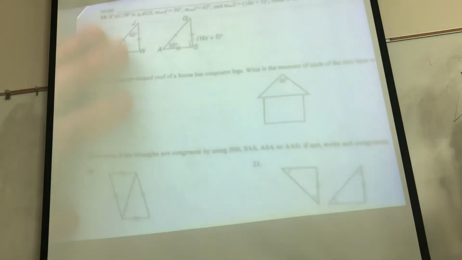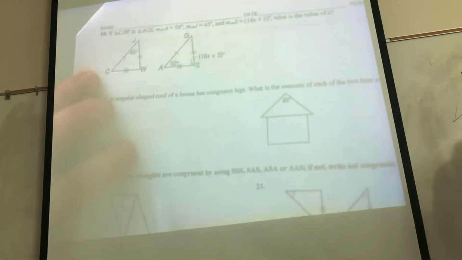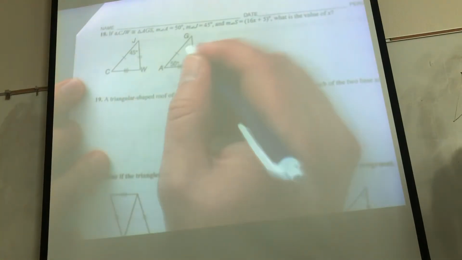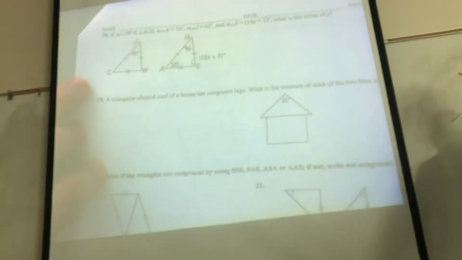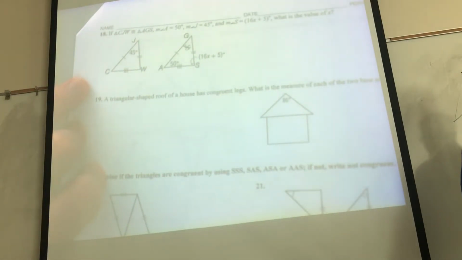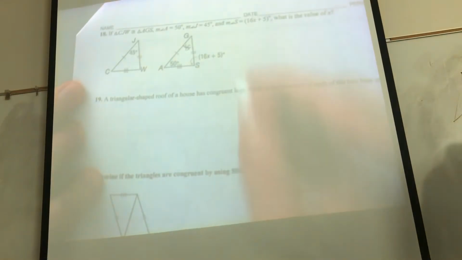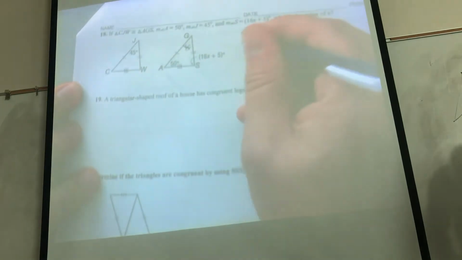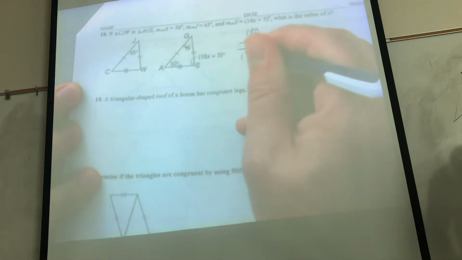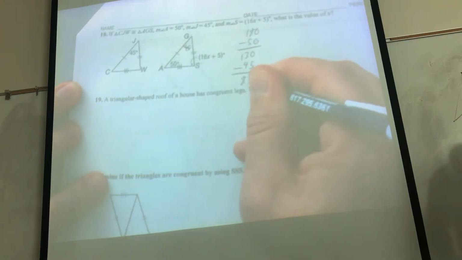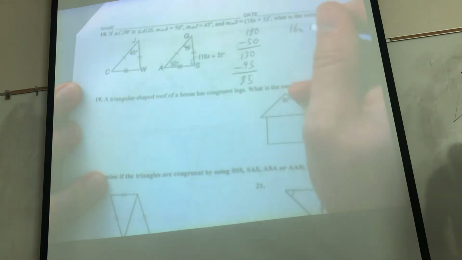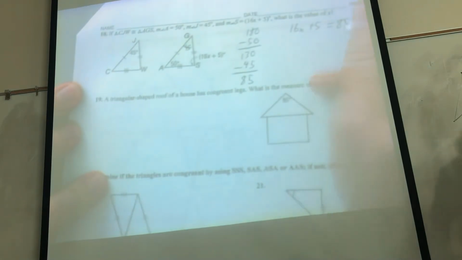So again, if we're looking at congruent triangles here, this angle that's 45 means this angle is also 45. So really, this is just a math problem, solving for x. All the degrees of a triangle are going to add up to 180. It's just a matter of putting it back together. So 180 minus 50 is 130. I subtract 45, I'm going to have 85. So 16x plus 5 is equal to 85.